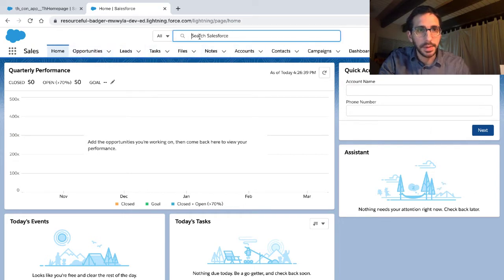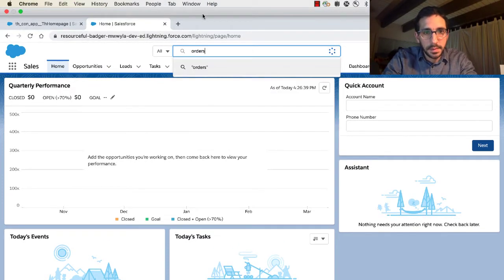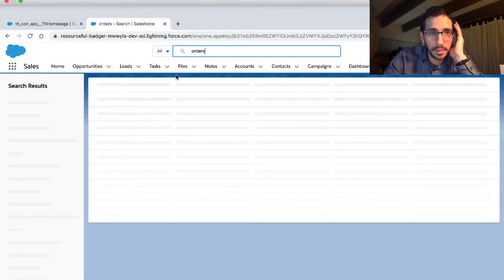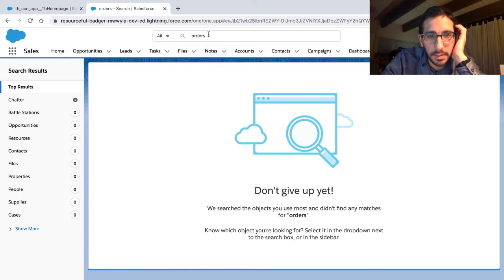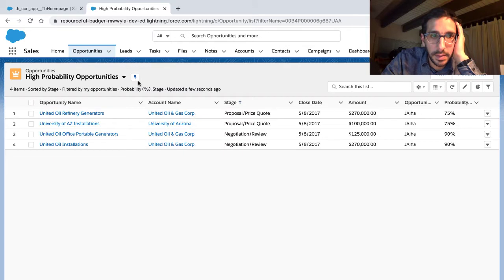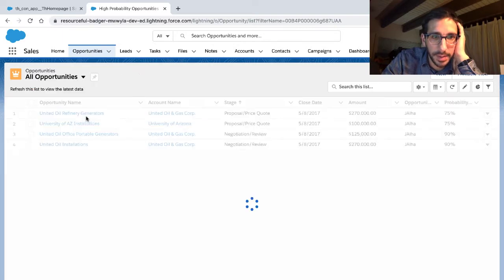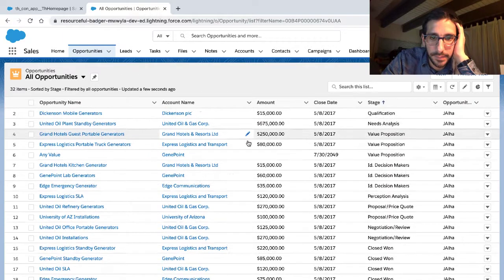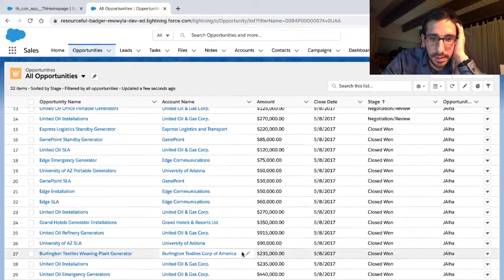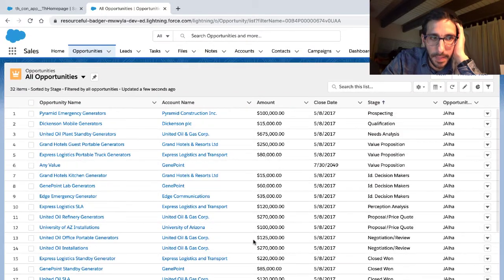Supplies. Group, chatter, reports, dashboards, campaigns. Orders. Where would orders be? Okay, well, you have an opportunity. Those are already round numbers. High probability opportunities, all opportunities. Do I have anything with some funky numbers at the end here? No, we don't. Could I change something?